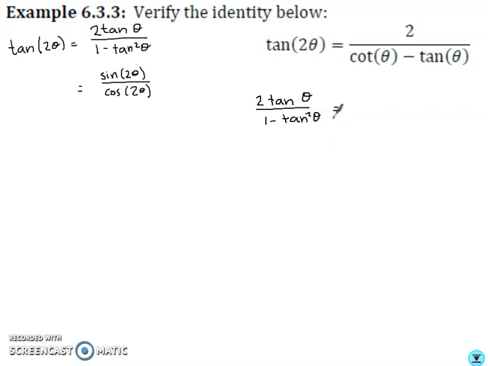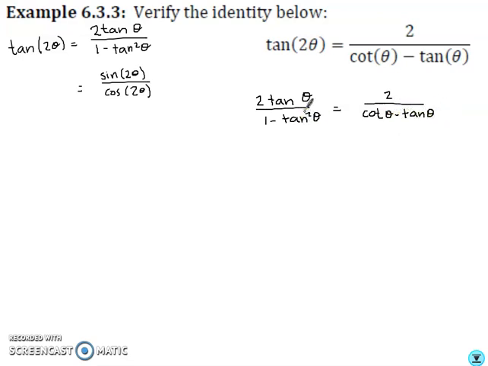Now this is starting to look a little bit more like the right hand side, because on the bottom I do have subtraction, something minus tangent, and in the numerator I see a 2, so there are some similarities between the left and the right, but we haven't obviously gotten there yet because they are still quite different.